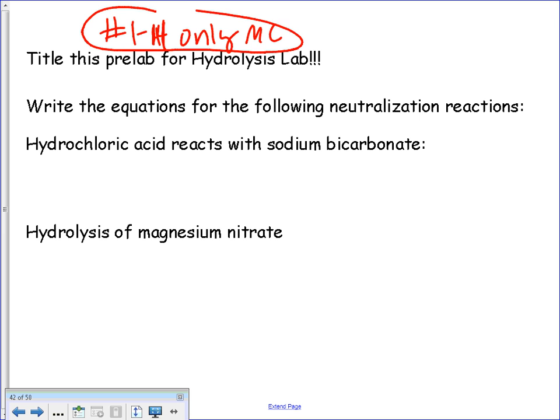Once you get done with 1 through 14, hold it to the side and pull out a separate sheet of paper for your lab. You can start the pre-lab.